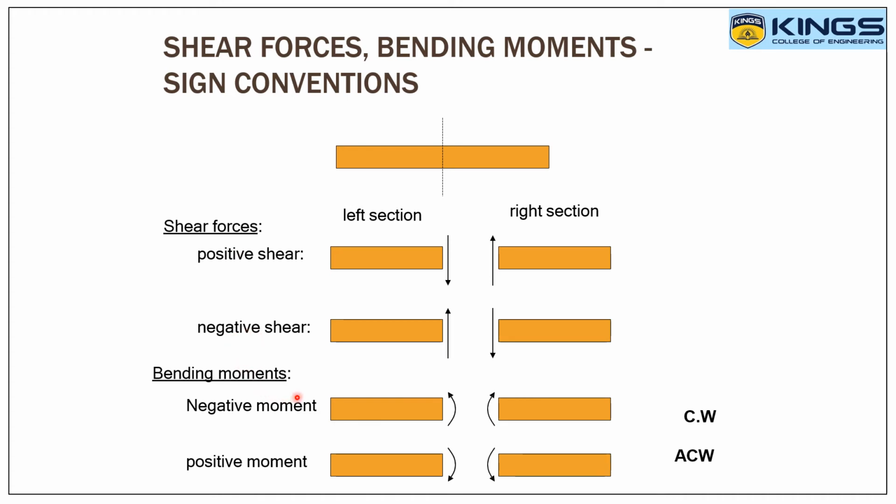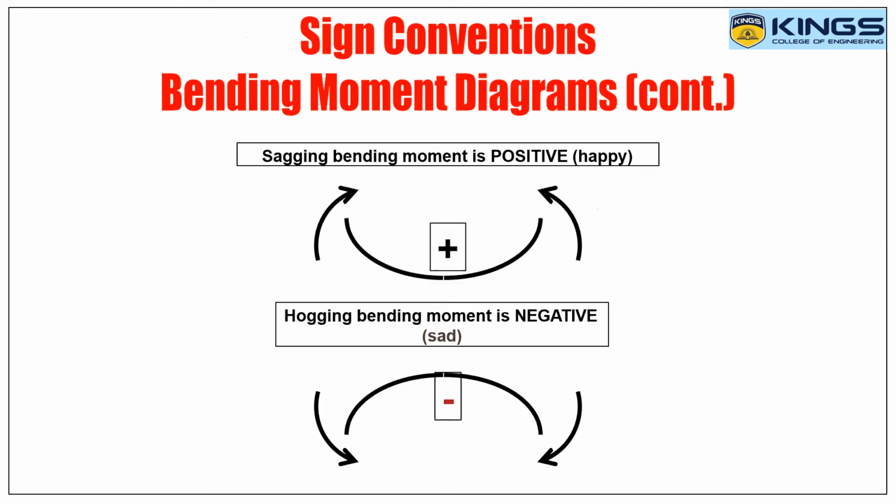Bending moments. So negative bending moment will have a clockwise direction on the left hand side and the positive moment will have an anti-clockwise direction. The sign convention is that the sagging moment of bending is positive and the hogging moment is negative. So these are all the basic parameters we should keep in mind to calculate the reactions, bending moment and shear force.